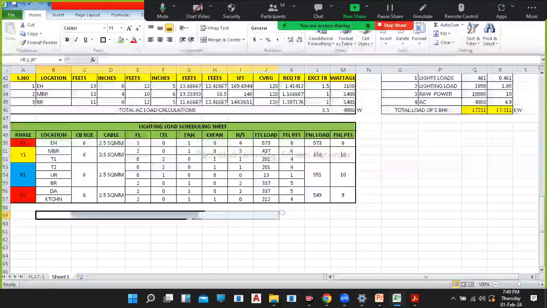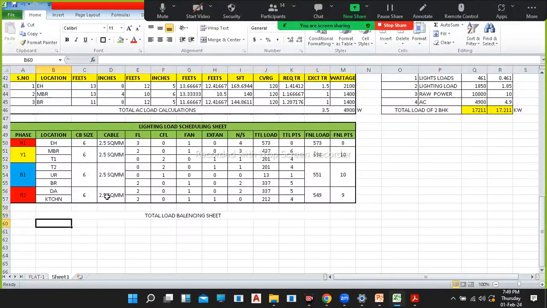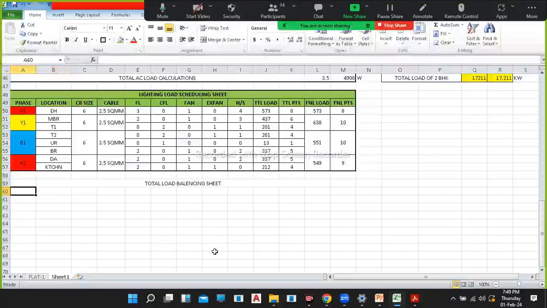So now keep the heading as total load balancing sheet, where I need to balance the total load equally on 3 different phases. Okay, now when it comes to the total load balancing sheet, what are the things we require? So phase or circuit number, same. Next, again we require the cable size. Sorry, here it should be load type and location. We require these things. I'll merge it, because a few things need more columns.